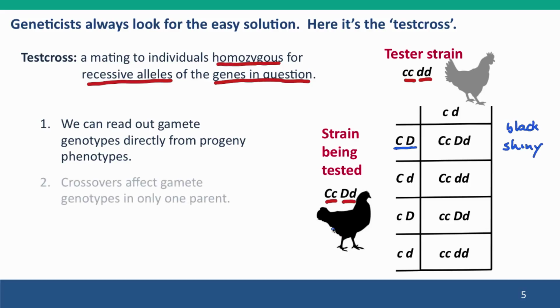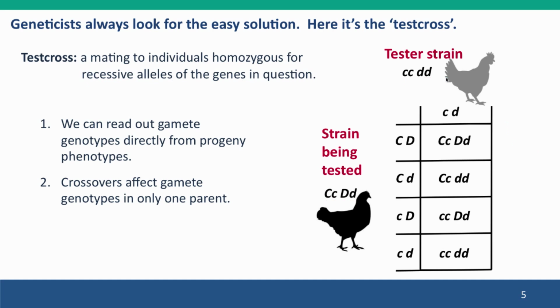That's very powerful. It's also very useful that we're not confounding by having to deal with the results of crossovers in the tester strain. It's not that there's no crossovers going on. This bird probably has just as many crossovers as this bird, but in the tester strain, crossovers don't change the gamete genotypes for the alleles we're interested in because it's homozygous.